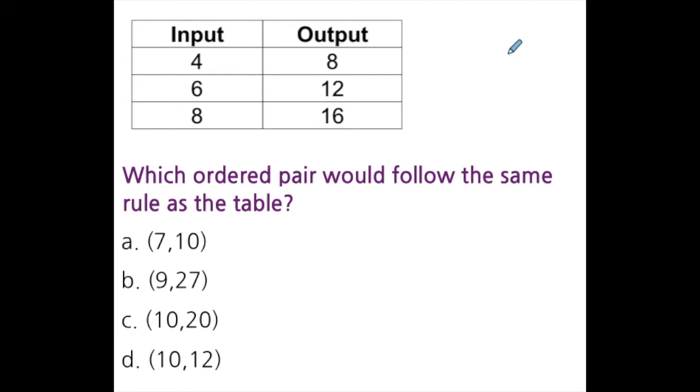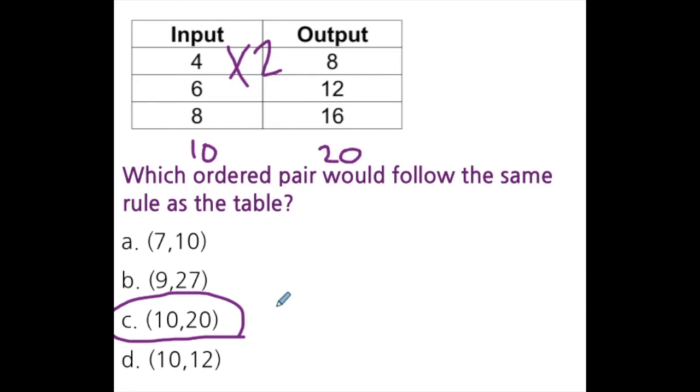Which ordered pair would follow the same rule as the table? This is the same table that we've already looked at, so now we just have to figure out which of these answer choices follows the same rules, the same pattern within this table. So, any ideas? Remember that from the input to the output, we decided that it was times 2. So if I look at my answer choices, I can see the one that follows that as well would be C. I know 8 plus 2 is 10, and if I follow the times 2 rule, 10 times 2 would be 20. So that works out.